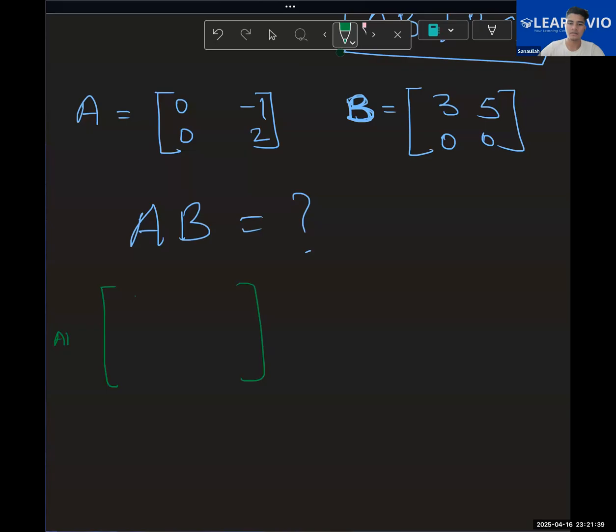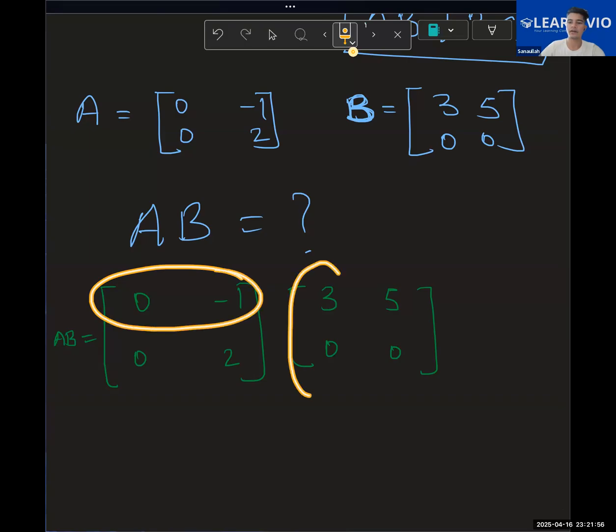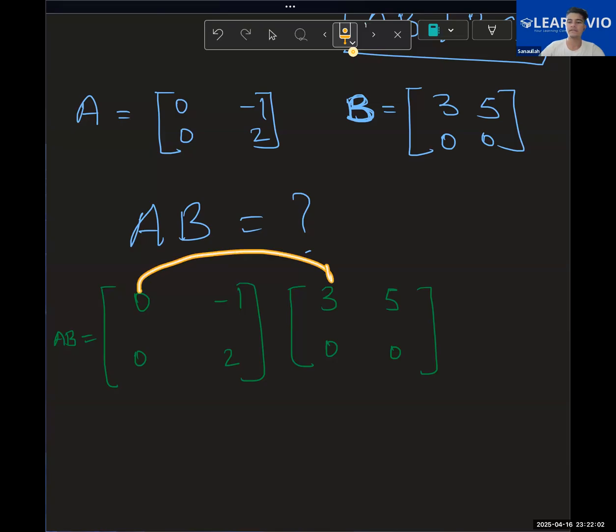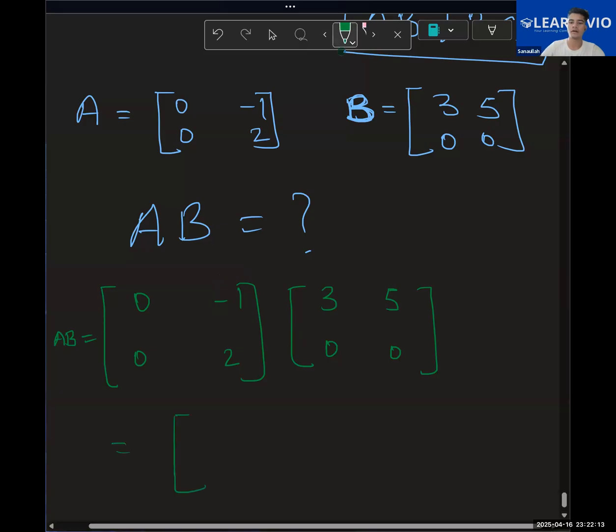We have to find AB. So this is 0, this is minus 1, this is 0, and this is 2. And this is 3, this is 5, this is 0, this is 0. So first I have to pick this and this. So 0 times 3, 0. Minus 1 times 0, 0. So I can write here 0. 0 plus 0 is 0.